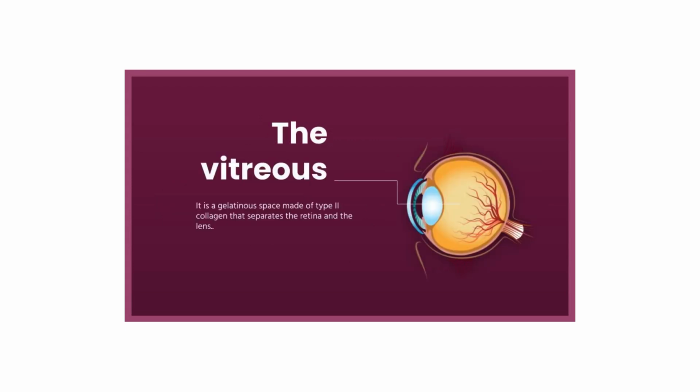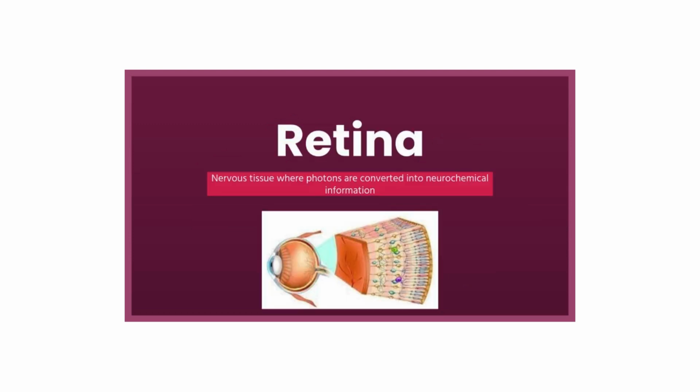The vitreous is a clear gelatin-like substance that fills the inside of the eyeball, made of type II collagen that separates the retina and the lens. As a person ages, the vitreous becomes more liquid. The retina is a thin tissue of the eye where the light photons are converted and transformed into neurochemical energy.